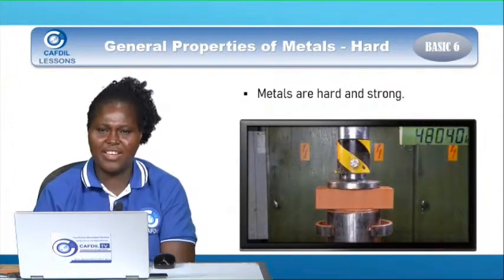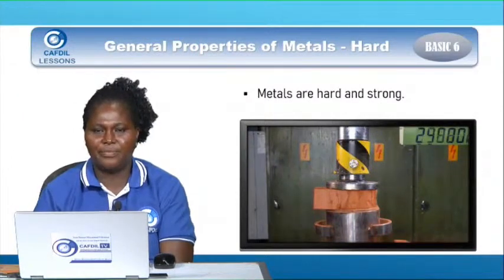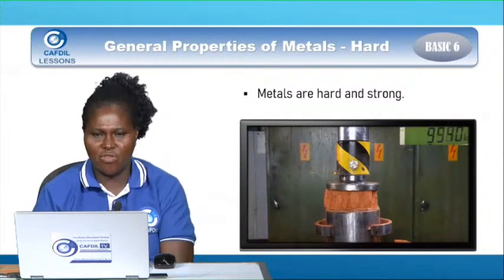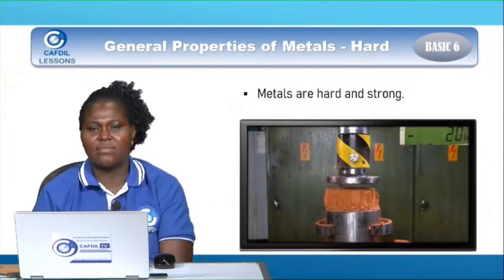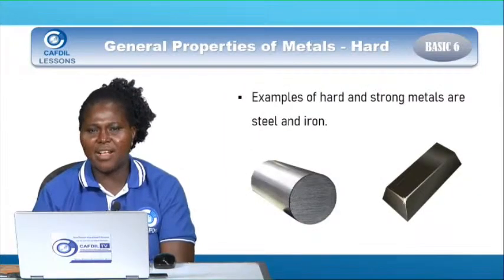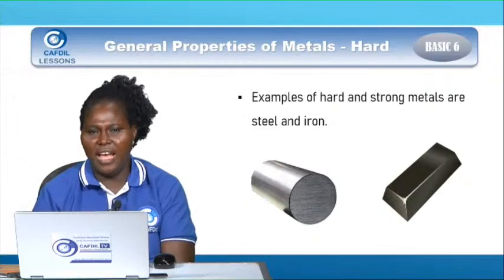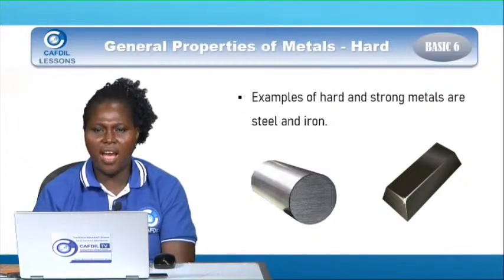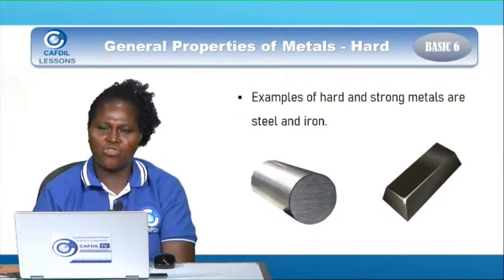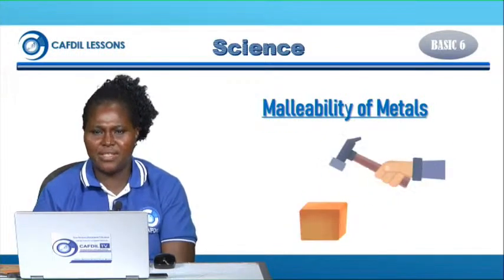So look at it again. It is being pressed. Good. So metals are hard and strong, but bricks are soft. Examples of hard and strong metals are steel and iron. So steel is hard and strong. Iron is also hard and strong.